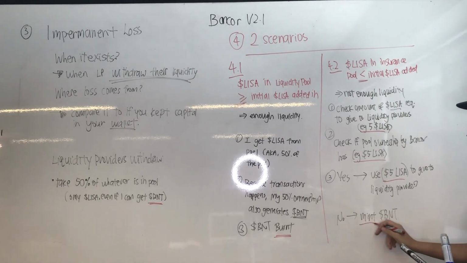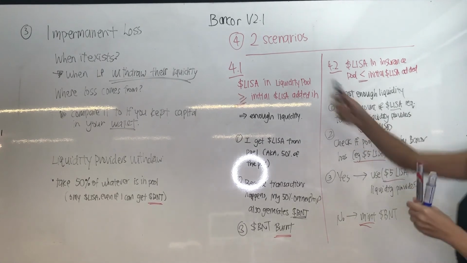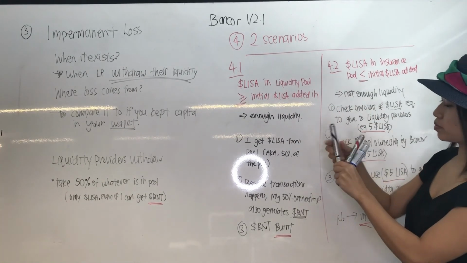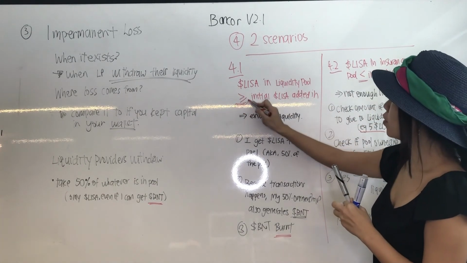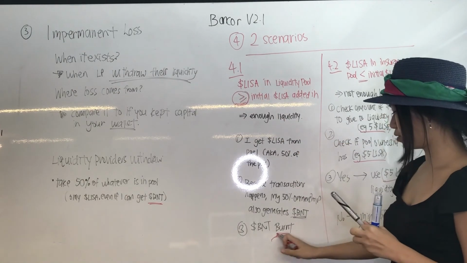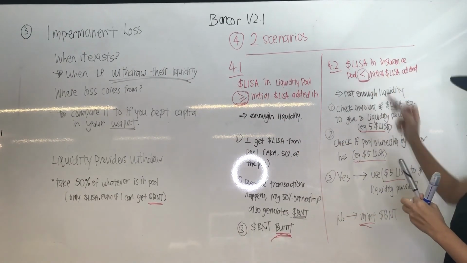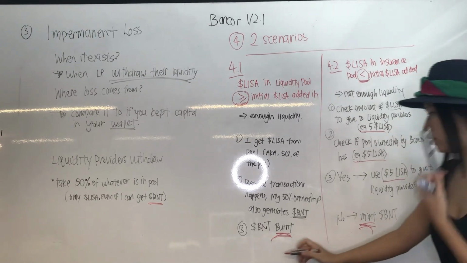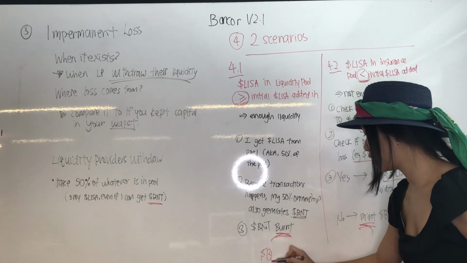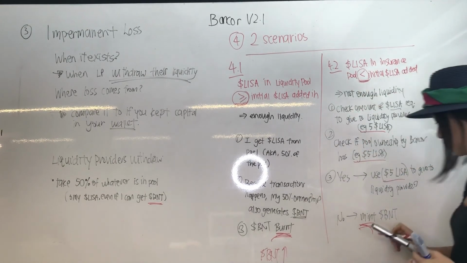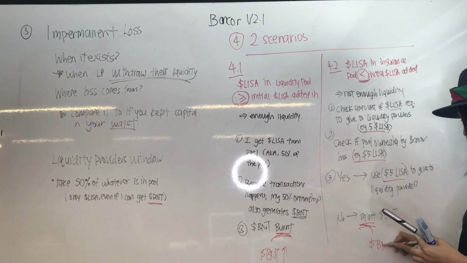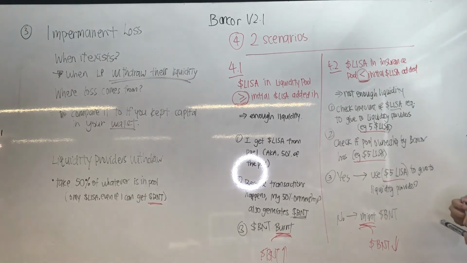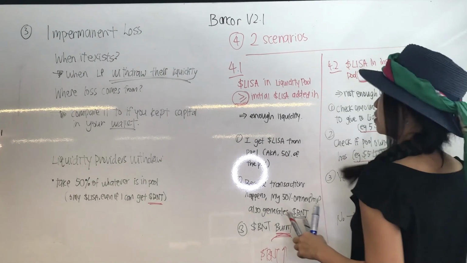So when there's enough liquidity, BNT is burnt, and BNT price will go up. If there's not enough liquidity and there isn't enough Lisa tokens to return to the liquidity providers, then BNT will be minted, and so in general the BNT price will go down. So that's the very general big picture of the two different scenarios where BNTs will be burnt or extra BNTs will be minted.